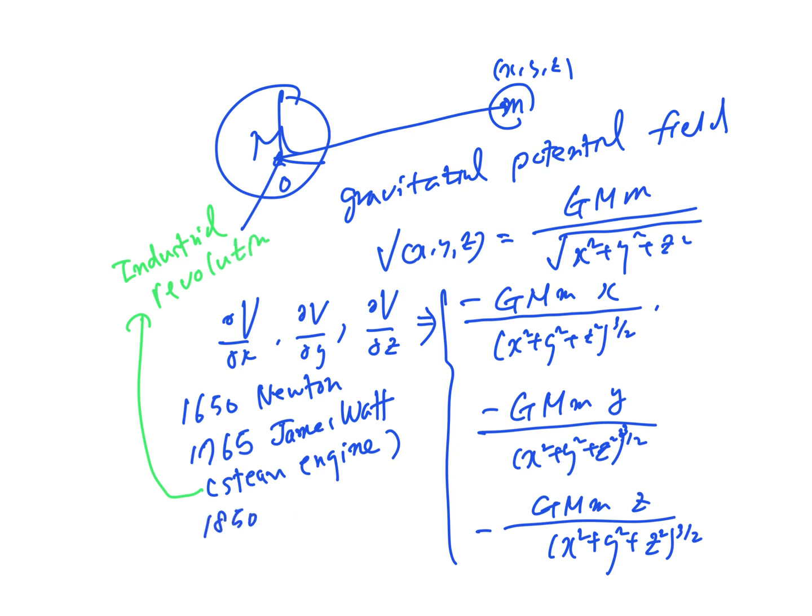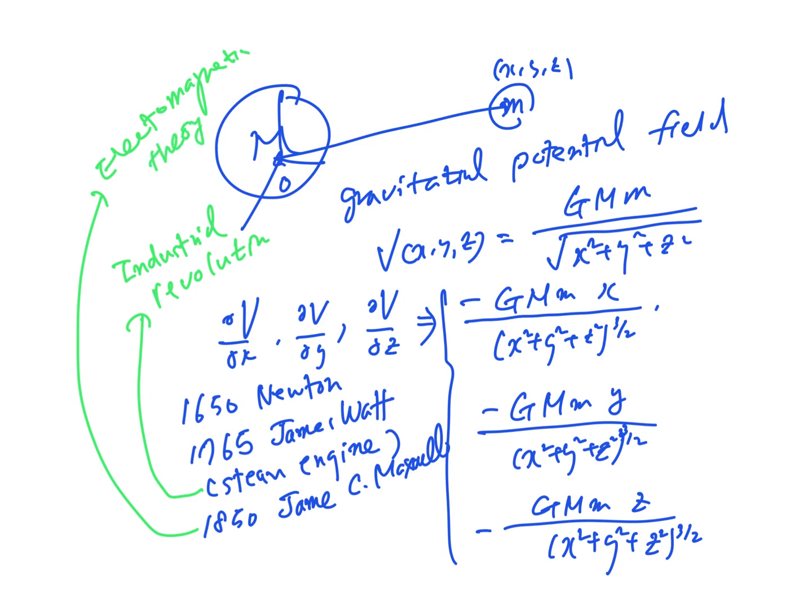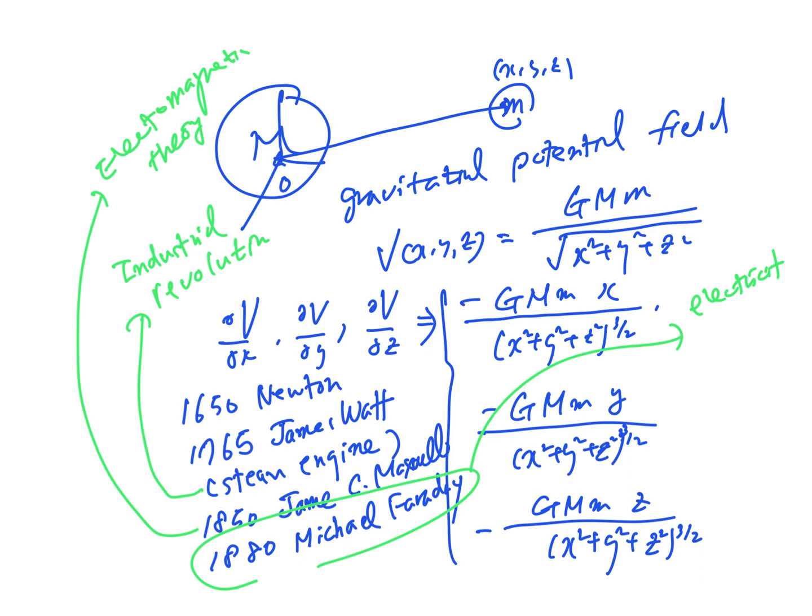Then 1850, James Clerk Maxwell formulates the electromagnetic theory. And 1880, Michael Faraday. Anybody knows what Michael Faraday did, 1880? He invented electricity generator.